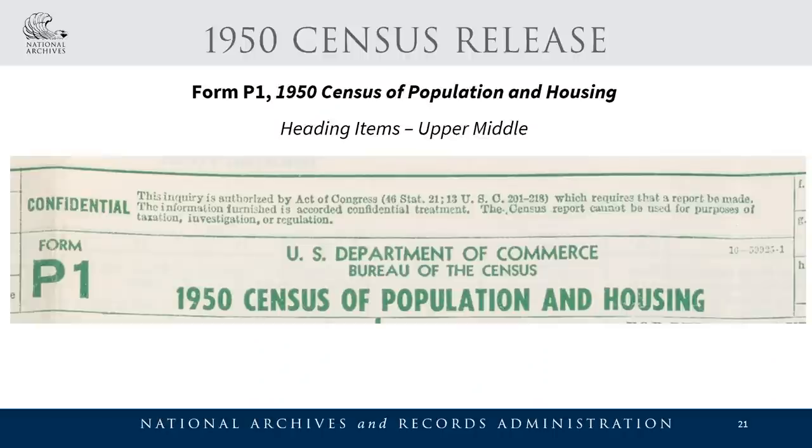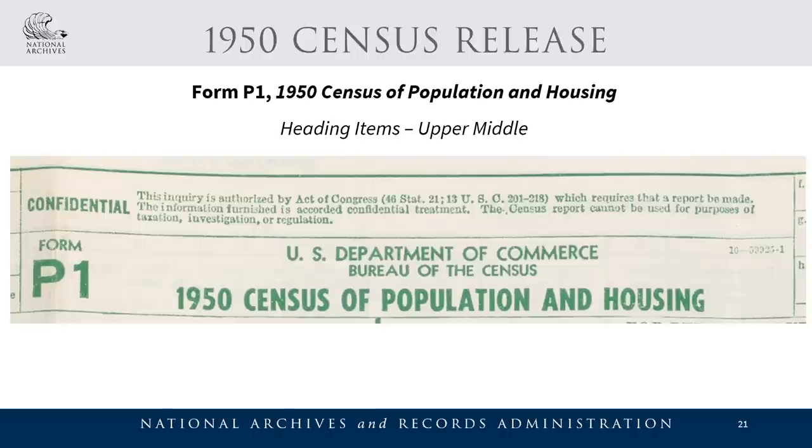Now let's take a detailed look at the form P1. We'll start with the heading items. In the middle of the form at the top is the title of the form, Form P1, and its title, 1950 Census of Population and Housing, as well as the Statement of Confidential Treatment of Census Records.